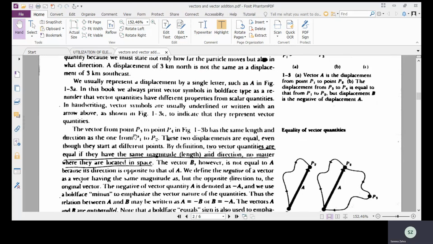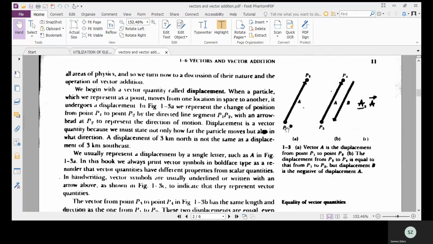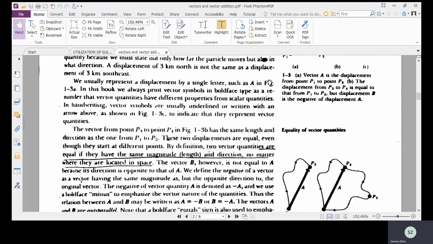The vector from point P3 to point P4 in figure 1-3b has the same length and direction as the one from P1 to P2. See, if you observe carefully, both P3 to P4 and P1 to P2, the line segments have the same length, moving in the same direction. So what do we call these vectors? These two displacements are equal, even though they start at different points. By definition, two vector quantities are equal if they have the same magnitude, meaning length, and direction, no matter where they are located in space. So we call them equal.